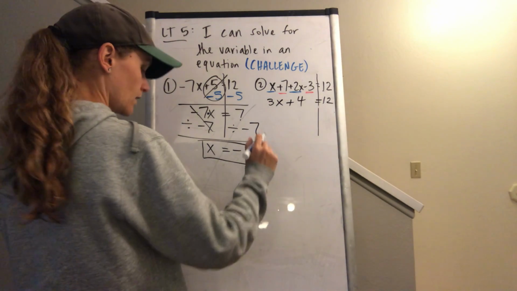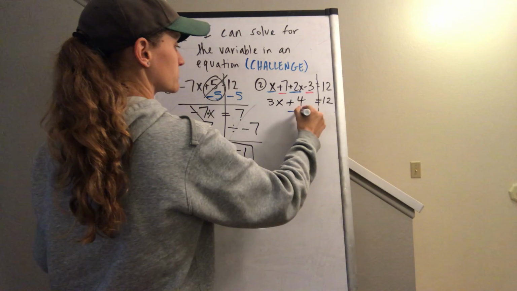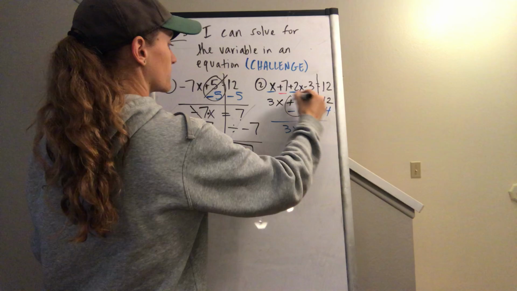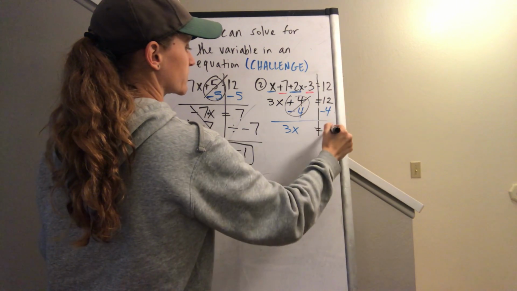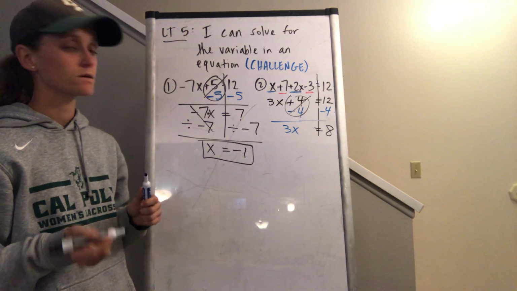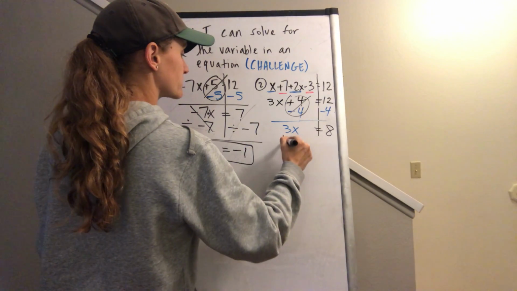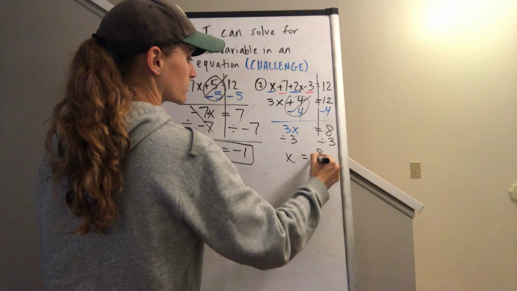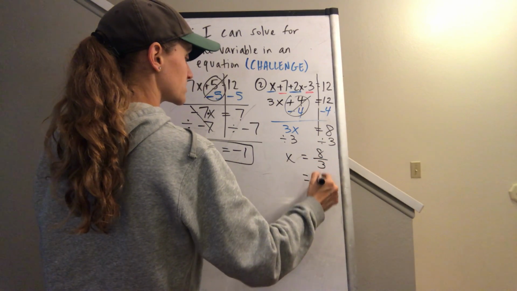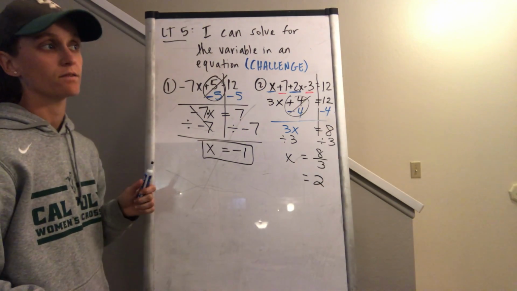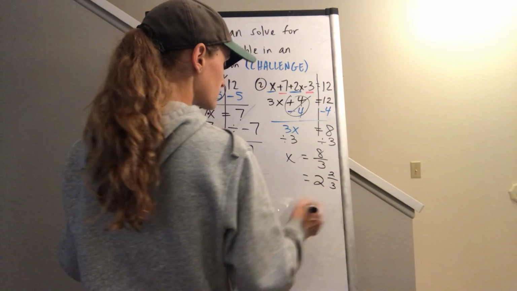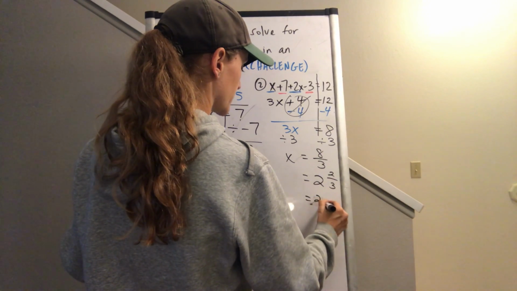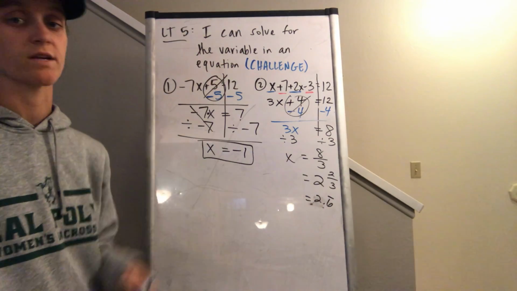So the opposite of adding 4 is subtracting 4. There's my 0 pair. 3x equals 12 minus 4 is 8. And then same thing. This is 3 times x, so the opposite is dividing by 3. Divide by 3. And x equals 8/3. Or you can write it as 3 goes in 8 2 times, and there's 2 left over. Or you could figure out that's 2.6 repeating. You could write it any of these ways, and the answer would be right.